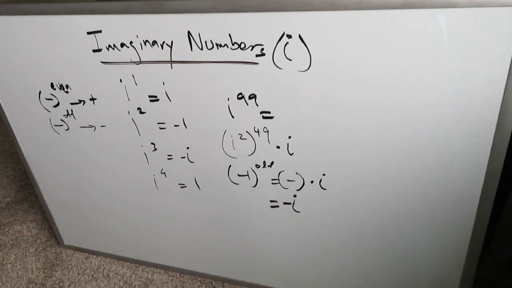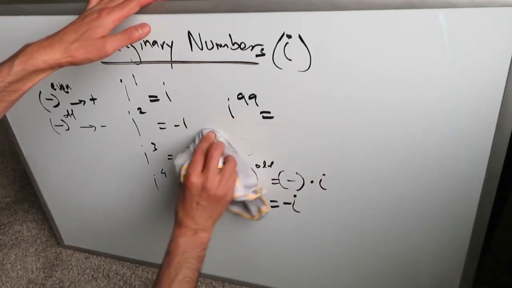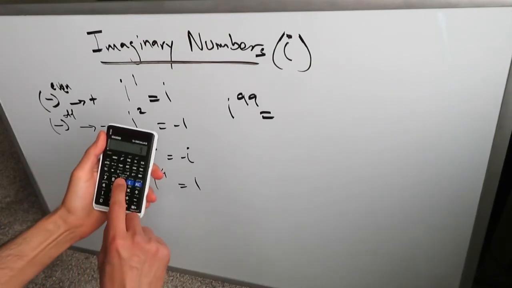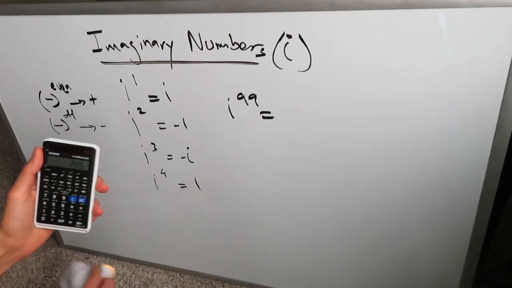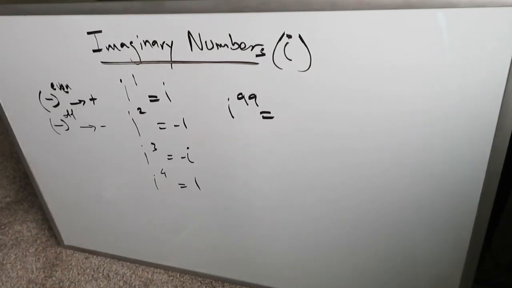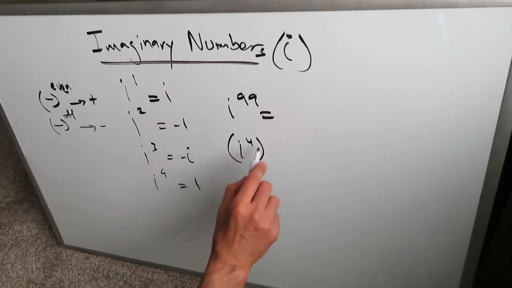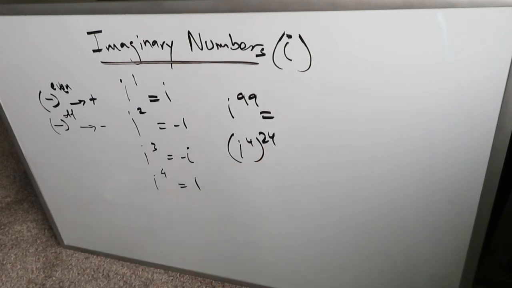You could have done this in other ways. You could have used i to the 4. Maybe I should show you an example where we would do the same question using i to the 4th. How about this? Take 99 and divide it by 4. You get 24.75. Let's round that down to 24.